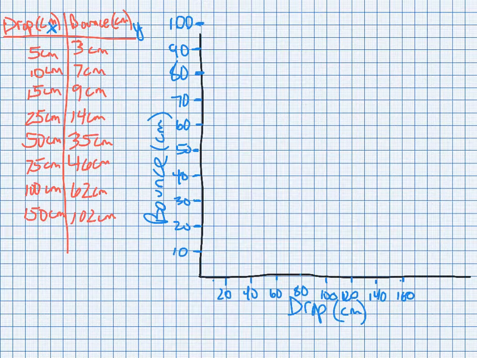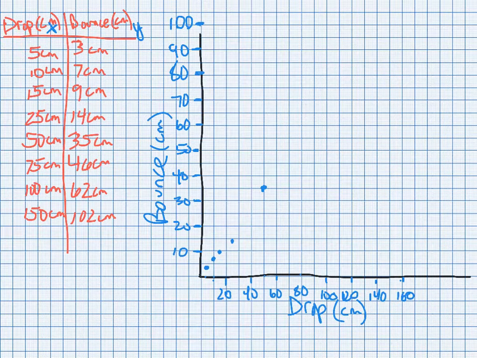All right, so I need 5, 3. If that's 10, then that's 5. 5 and 3 would be about maybe here. And then 10, 7 would be about here, maybe. And then 15, 9 would be about maybe here. Oh, that's a little too high, but it's okay. And then 25, 14 would be about right here, maybe. Then 50, 35, 50 here, and then 35 right about there.